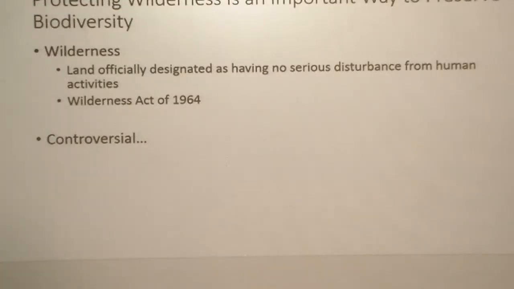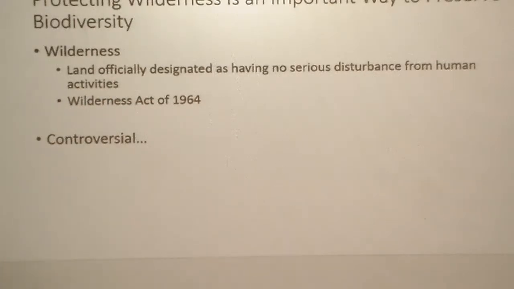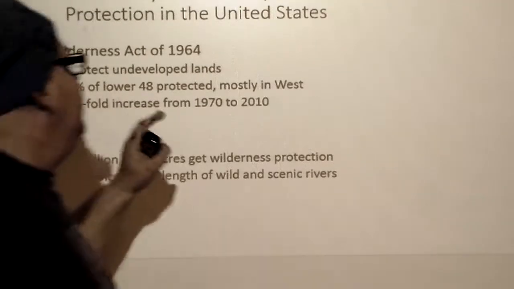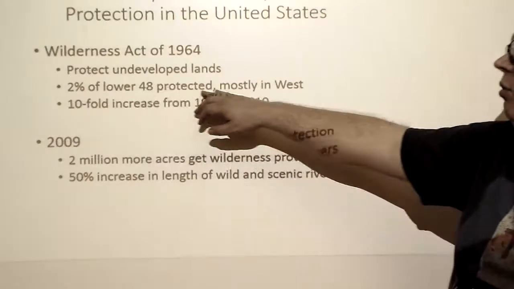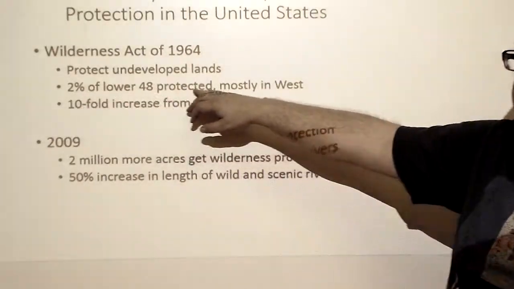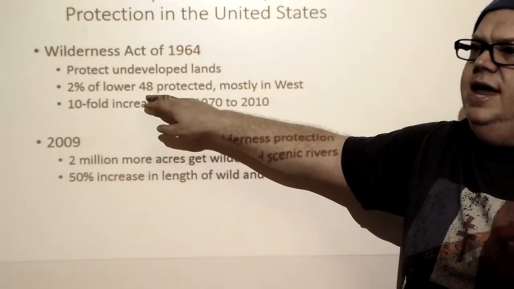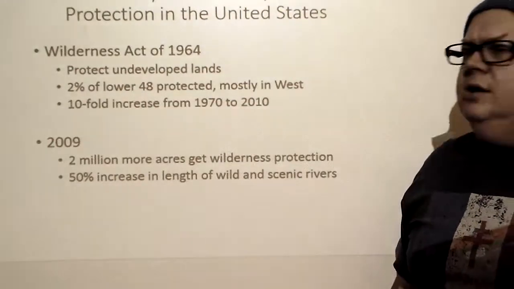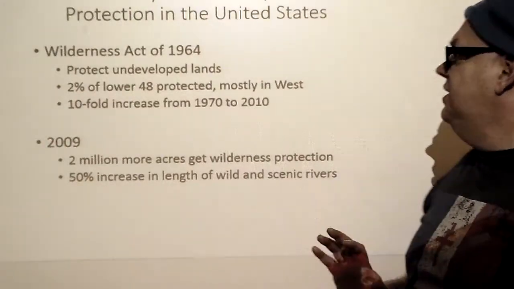Okay? Wilderness. Now, wilderness, the definition is land officially designated as having no serious disturbance from human activities. The Wilderness Act of 1964. It does have its controversies as well. Now, the Wilderness Act of 1964 protects undeveloped lands. 2% of the lower 48 states are protected. That's what we mean by 48. When we say lower 48, that's the main part of the United States, the 48 states, not counting Hawaii and Alaska, because that's not part of the mainland of the United States.